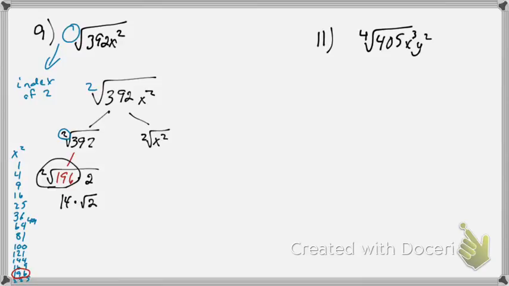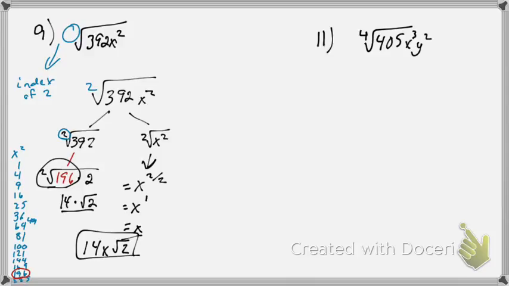Now when we come over here to the square root of x squared, we've got the 2 divided by 2. When we change it back to a fraction, 2 divided by 2 simplifies to just 1, or just regular old x. So in this case, when we put it together, we have 14x times the square root of 2. Now the final one I'm going to do is number 11.